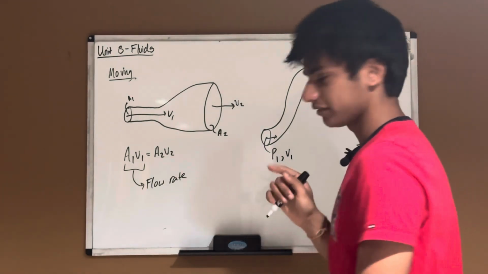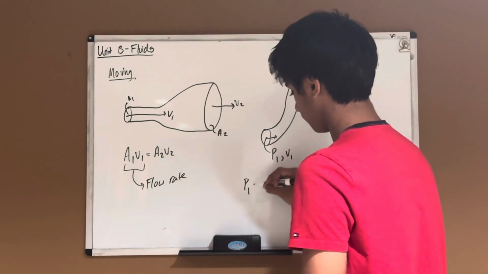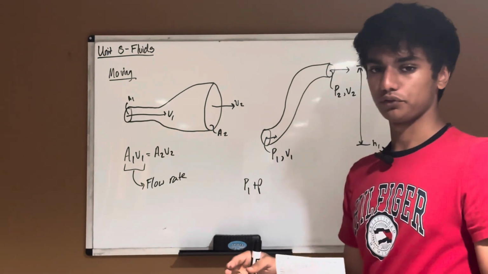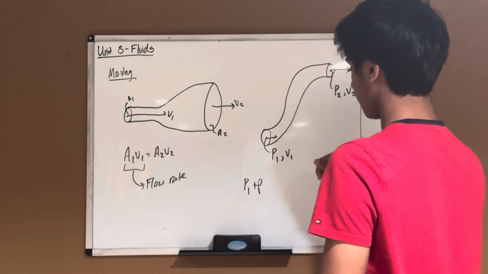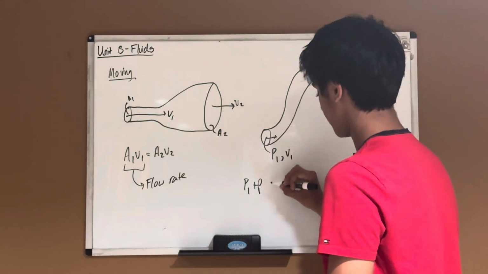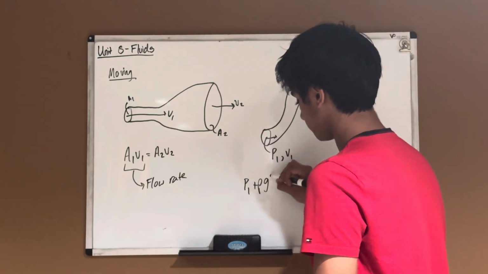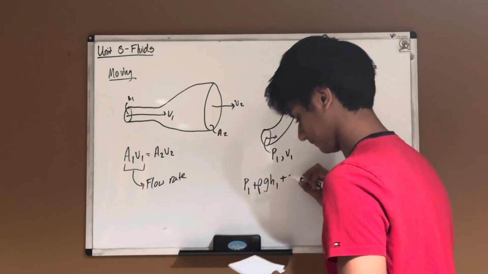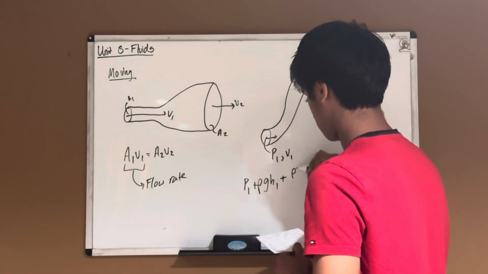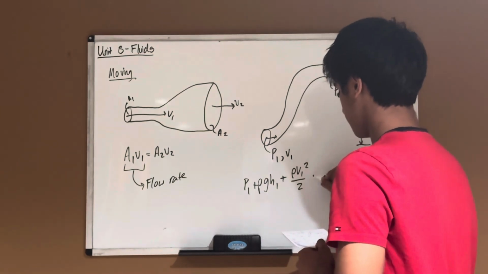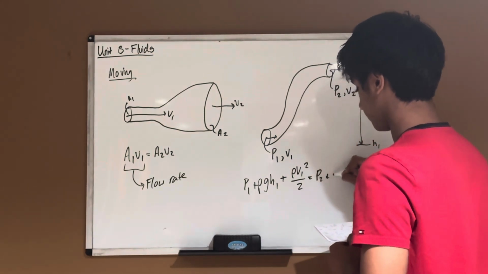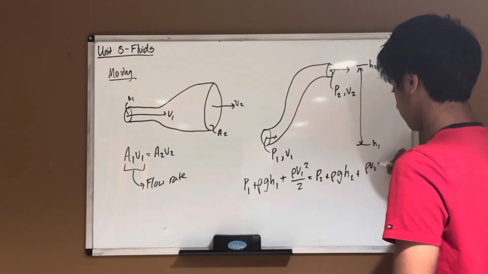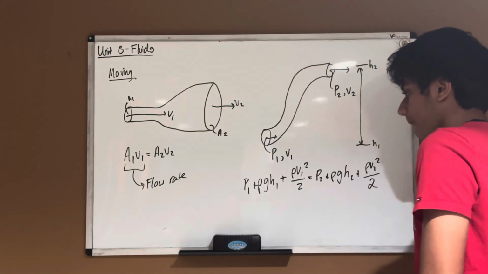So what Bernoulli's equation states is that the pressure plus the density of the fluid, and again, Bernoulli's equation assumes the density is constant. So pressure plus the density times gravity times H1 plus the density times velocity 1 squared over 2 is equal to pressure plus density times gravity times height 2 plus density times velocity 2 squared over 2.